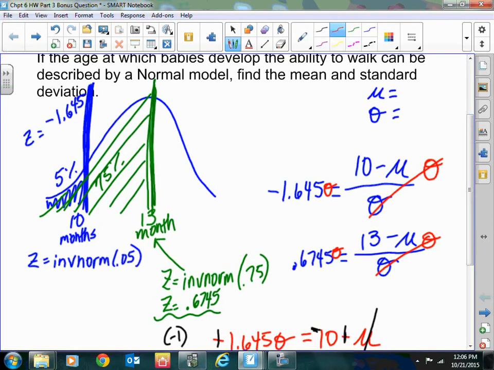Well, here's the first question. If this is 0.6745 standard deviations up, and that is 1.645 standard deviations down, how many standard deviations is this from the lower z-score to the upper z-score? It's 2.314 standard deviations from here to here, because you're just adding them together. This is 1.645 down, and this is 0.6745 up. So if I just combine those two distances together, that's what you get.